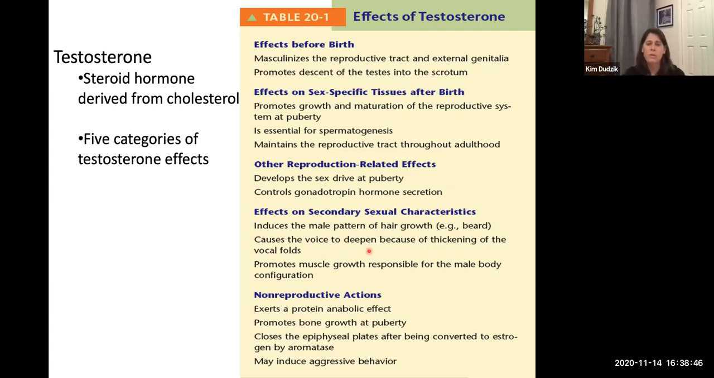Tissues around the vocal cords will begin to thicken, and that causes the deeper voice, and then muscle growth that gives the overall male body condition. Right. And then there's other effects. It helps to build protein, building bone at puberty, closing the epiphyseal plates as kids get older, and then also is associated with a little bit more aggressive behavior as well. Okay.